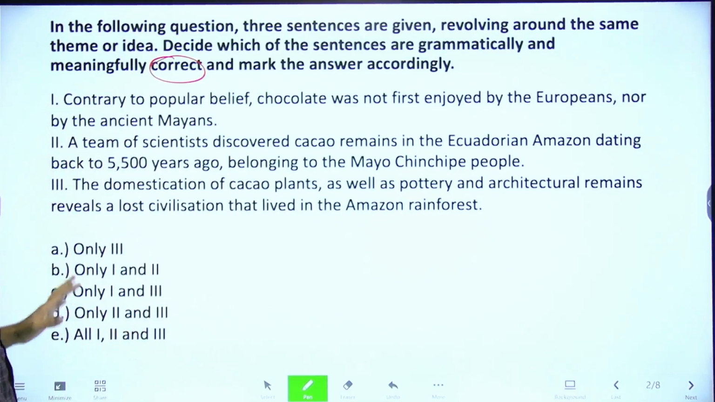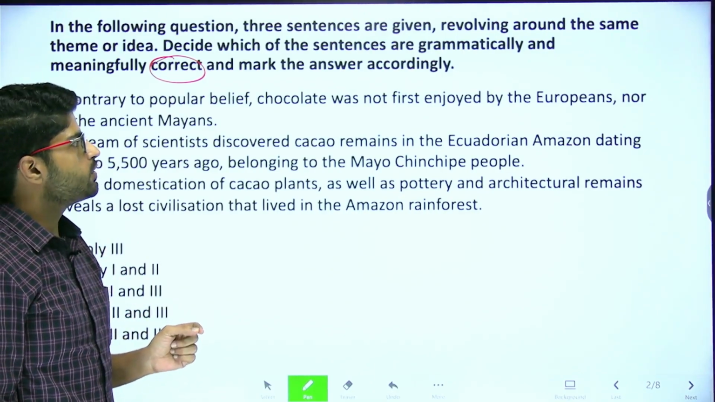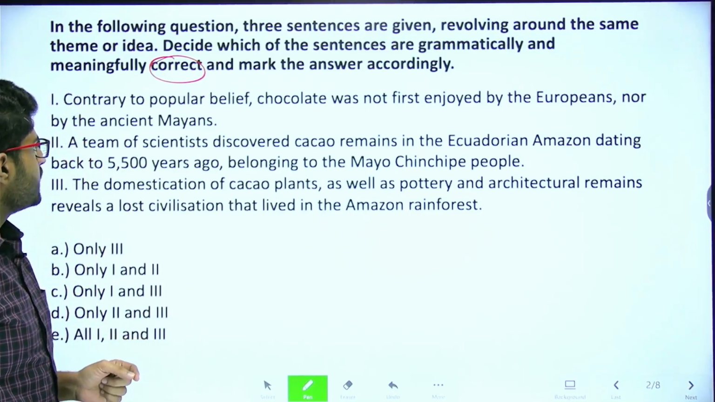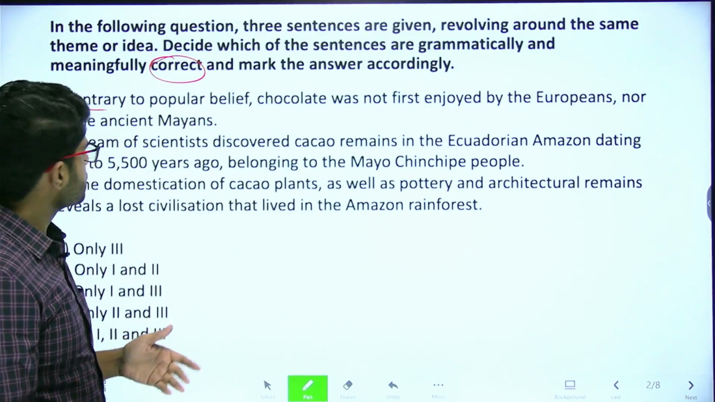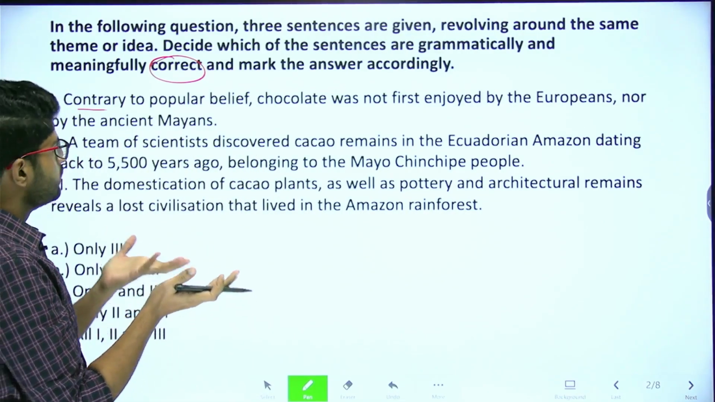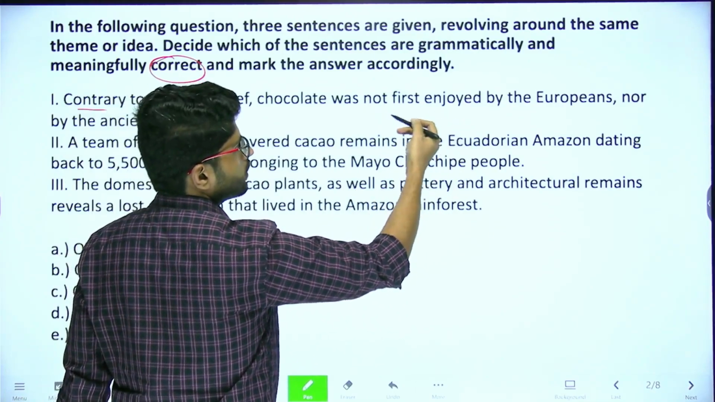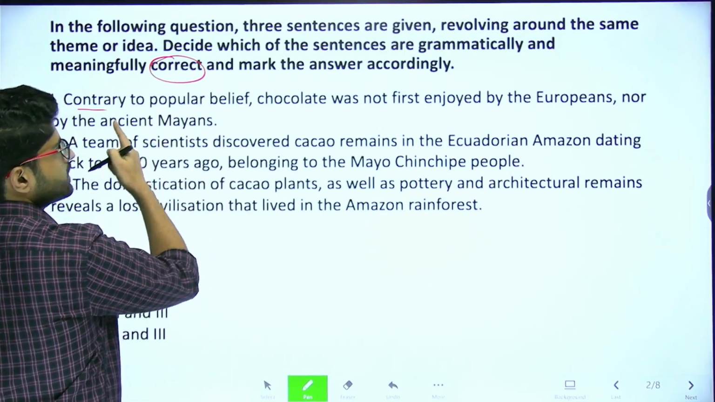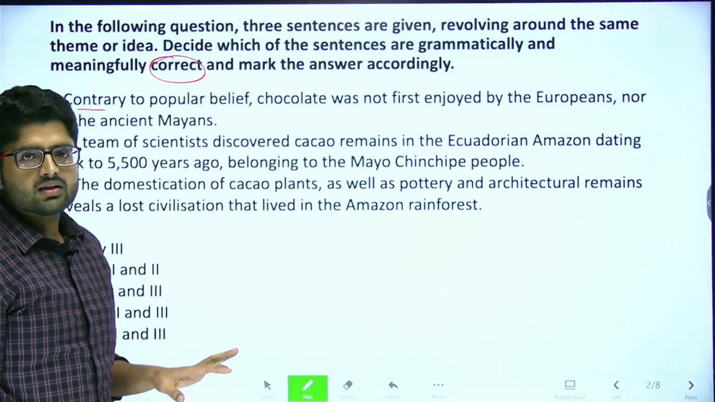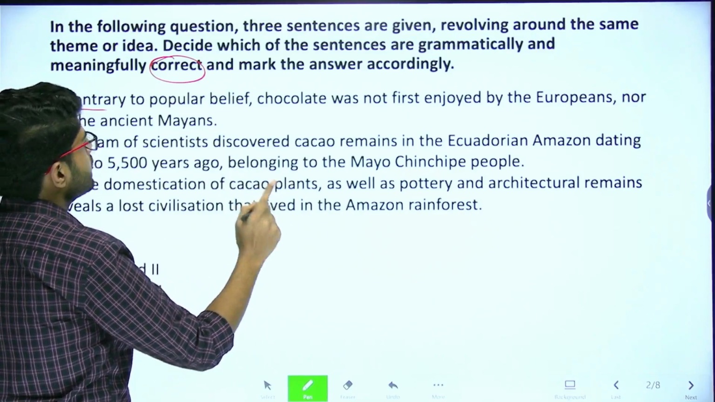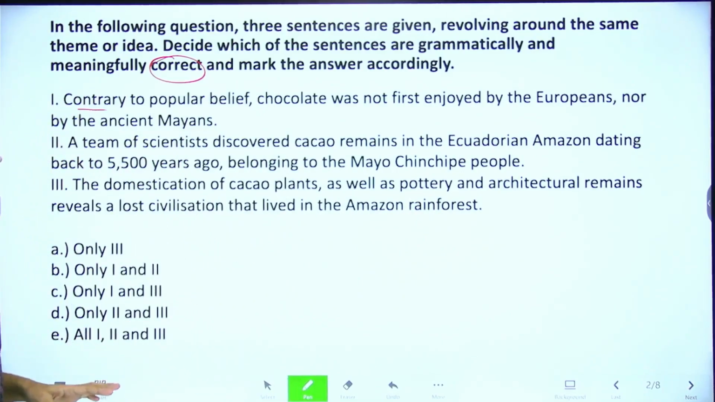So the first sentence in this set of questions says, contrary to popular belief, chocolate was not first enjoyed by the Europeans nor by the ancient Mayans. So contrary means opposite or against. So opposite to popular belief, जो popularly लोग मानते हैं उसके opposite, chocolate was not first enjoyed by the Europeans. So people believe that chocolate was first enjoyed by Europeans, but the sentence is saying that opposite to this belief, chocolate was not first enjoyed by the Europeans nor by the ancient Mayans. So यहाँ this sentence is grammatically correct. Contrary to popular belief, chocolate was not first enjoyed by the Europeans nor by the ancient Mayans.